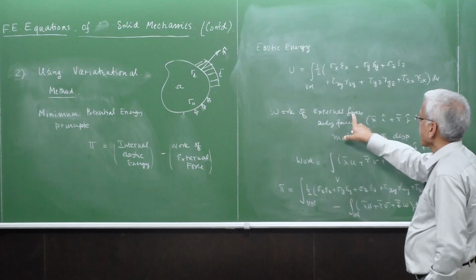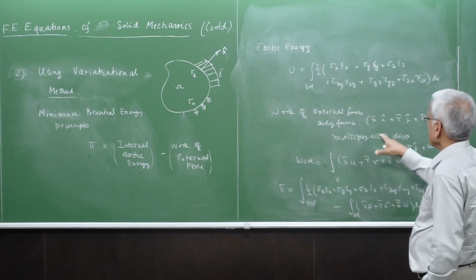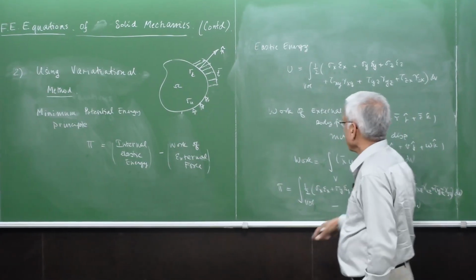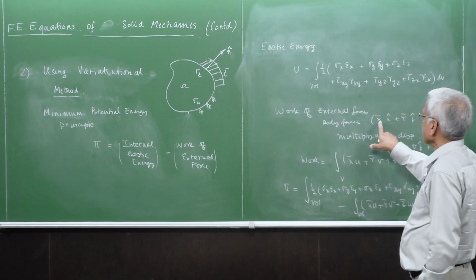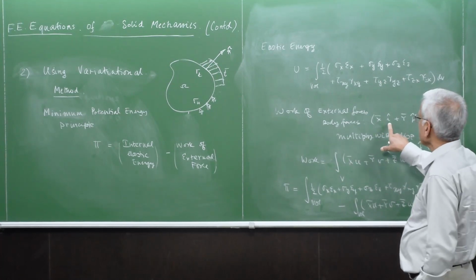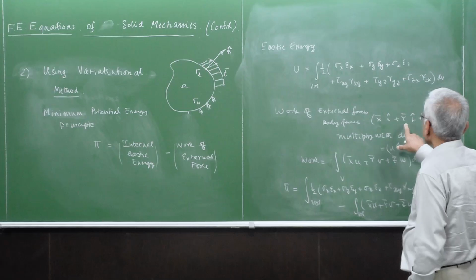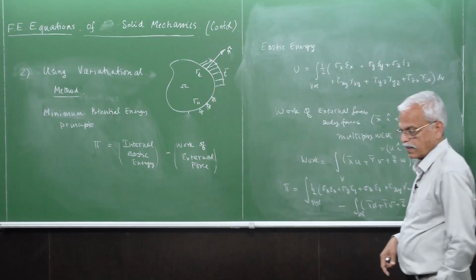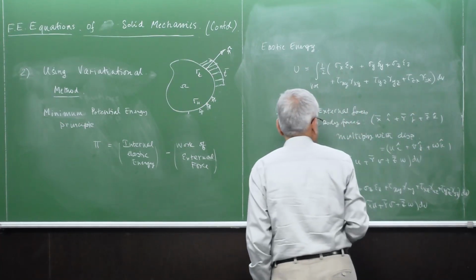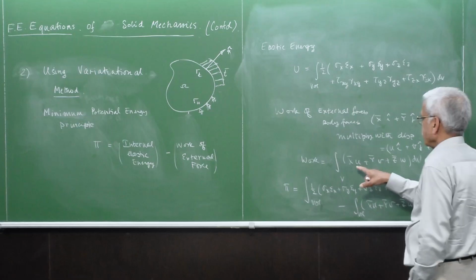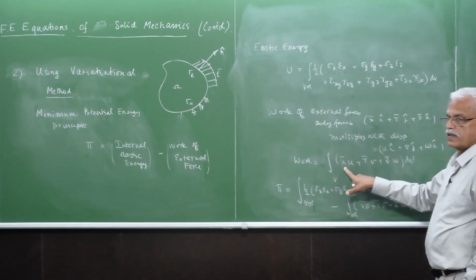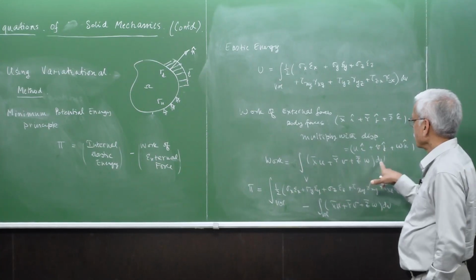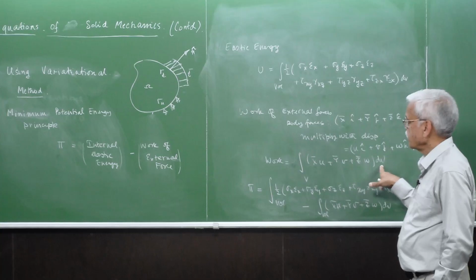And apart from that, we have the work of external forces, which involves the body forces. Body forces will have the x bar, which is the intensity in the i direction, and y bar in the j direction, and z bar in the k direction. So this is like your weight acting on the body. And if you want to find out the work, it is the force multiplied by the displacement. So this is the intensity here. That's why we need to integrate it with respect to the volume.